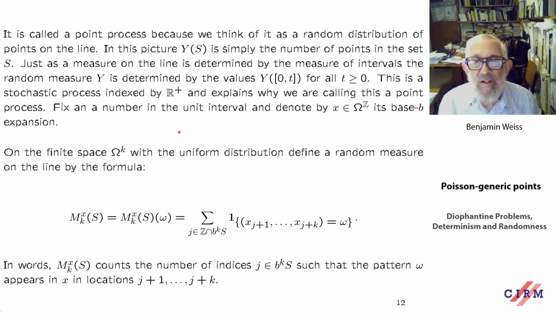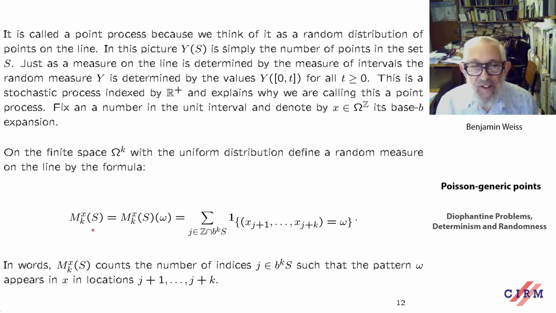Okay, here's what I explained a little more. Now I'm going to explain how we construct not just random variables on our finite probability space, but we're going to use this finite probability space to construct an entire process on the line. And the process on the line is, if you fix the set S, you scale it with b to the k, and then you count how many times the j in this scaled set is equal to omega.